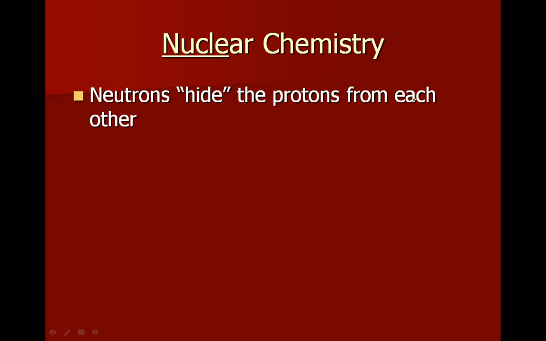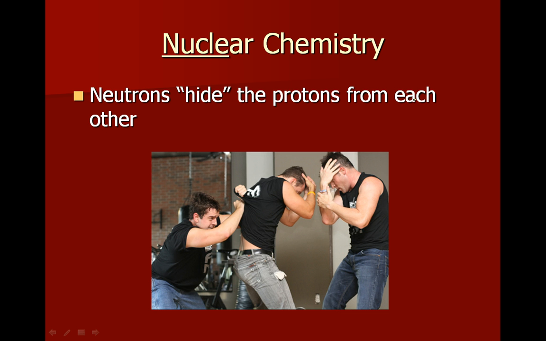The neutrons are there to hide the protons from each other. In a sense, this is what I visualize when I say that. Here we've got a human shield. That is the neutron. The neutron is shielding these two angry protons from each other. So the neutrons are there to keep the peace. So you have to have a certain ratio of neutrons to protons in order to maintain the peace within the nucleus, to keep the nucleus from becoming unstable.